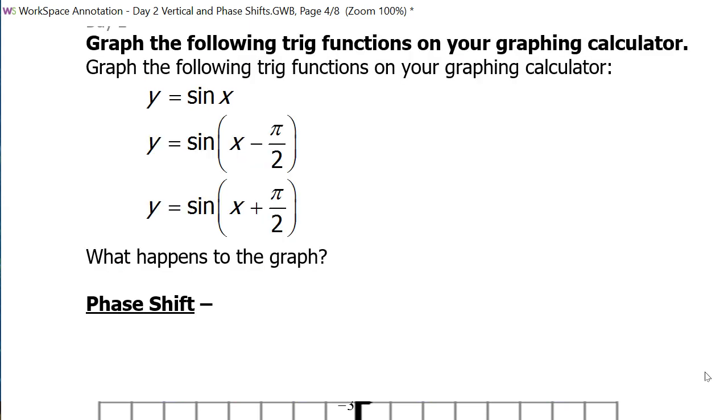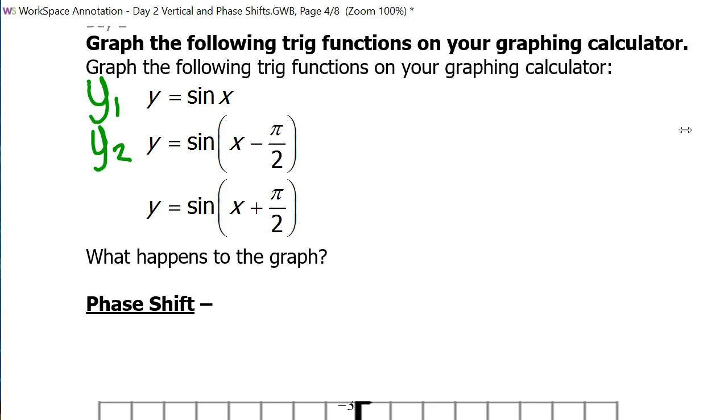Now we need to see what happens when we change the p-value. So the instructions say to graph the following trig functions on your graphing calculator. We already have the parent function still in y1. Now in y2, we are going to change it to the equation that we have. Now notice we have this pi over 2. Is that degrees or radians? Radians. If it has the pi symbol, that's in radian measure. Well, we already cleared the calculator's memory, which put our calculator in radian mode. So we're good to go. Let me show you what that would look like on your calculator.